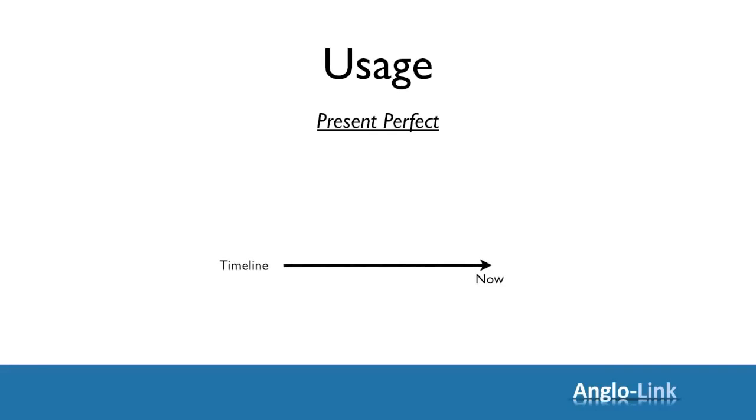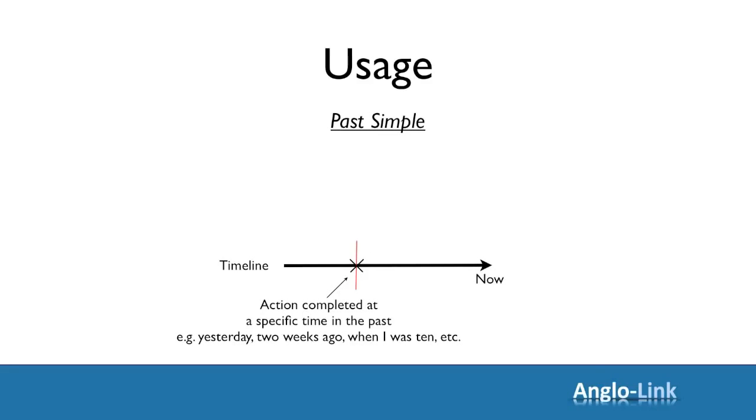Here's the present perfect that you saw in the previous video. An action in the past, completed at some point, we don't know when, or we don't care to mention when. The action is complete at the time of speaking. Now, if we mention that specific time in the past, if we fix our past time, we must change to past simple. Action completed at a specific time in the past. There is no longer any connection with now. For example, yesterday, 2 weeks ago, when I was 10, etc.